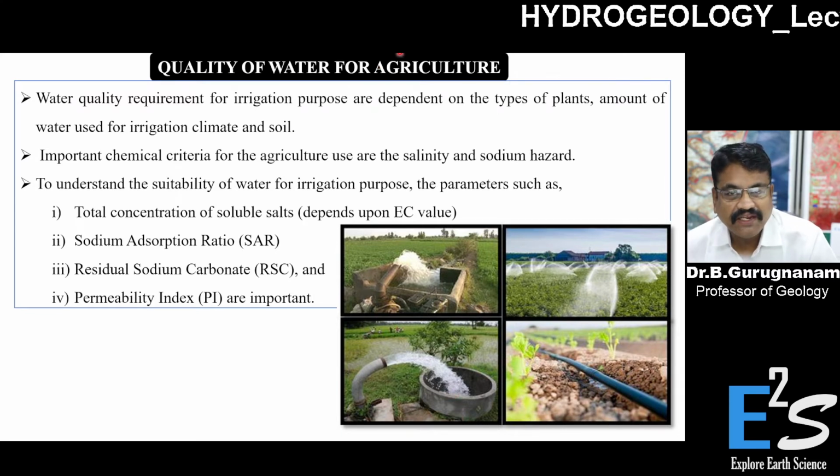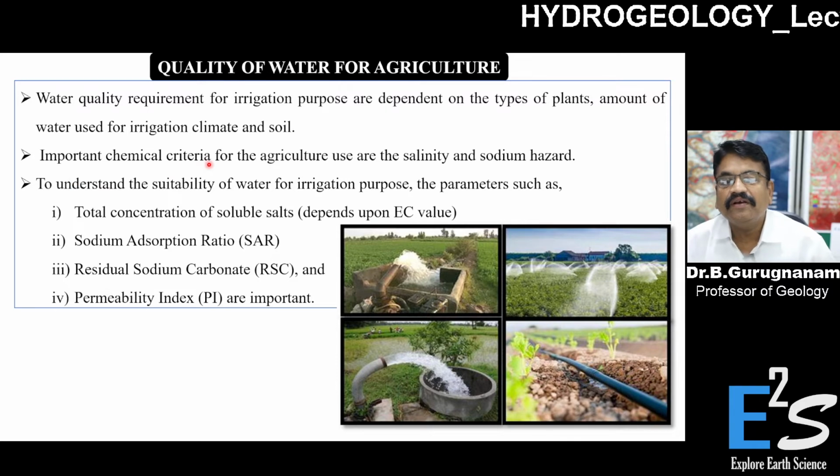We will go to water in terms of agriculture. So agriculture is also very important. You cannot use all the water with various ranges. There is a limit also. And water quality requirements for irrigation purposes are dependent, because this is the major issue: different types of plants need different amounts of water, in different climatic conditions and different soil conditions. There are many factors to be considered for water quality issues in terms of agriculture.